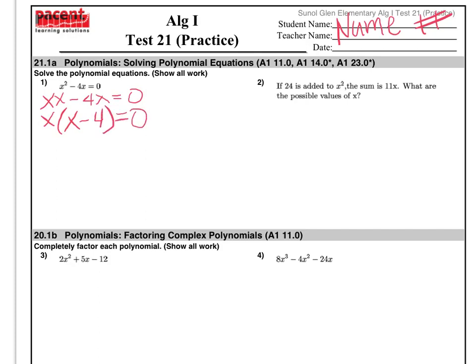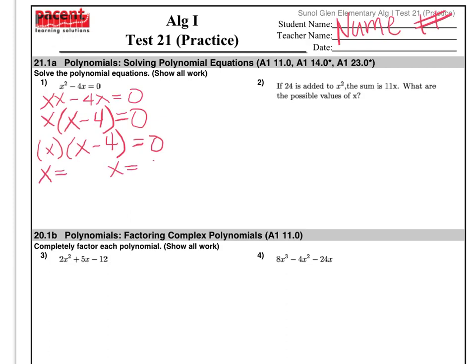And now I can take both pieces. You could write it like this if you wanted, so that you had a monomial times a binomial, but you don't have to. But then you're going to set each piece equal to the 0.